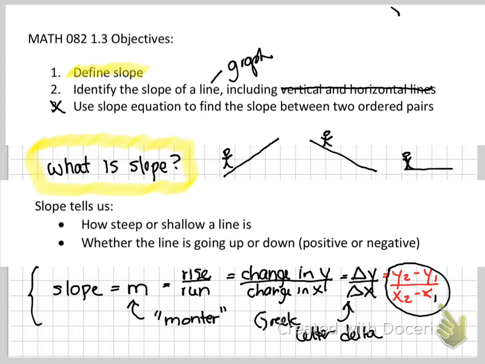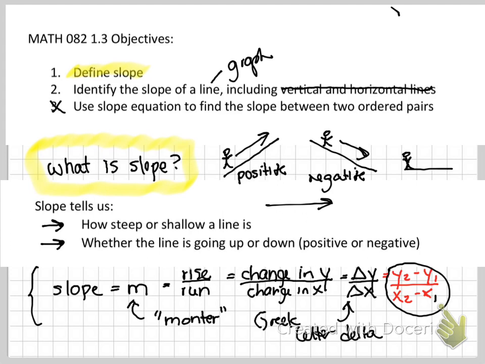So, what is slope telling us? It tells us how steep or shallow a line is. And it also tells us whether our line is going up, like in this example where I'm running uphill, that would give us a positive slope. Or whether we're running downhill, which would mean that we have a negative slope. And to determine whether it's positive or negative, we always move from left to right, just like we read from left to right.